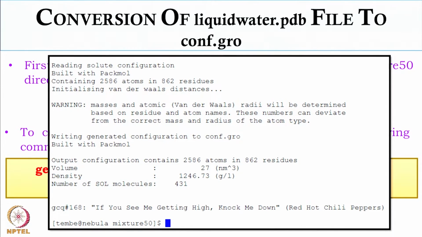So there are a total of 2586 atoms and 862 residues, because there are 431 water and 431 methanol molecules, so total 862, and then it will show the volume, density, and number of solvent molecules. So this density is the total density? Total density of the mixture. Okay, that is the volume. So it is saying number of solvent molecules 431.